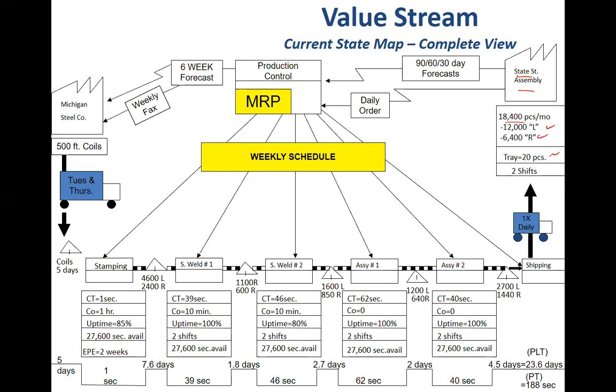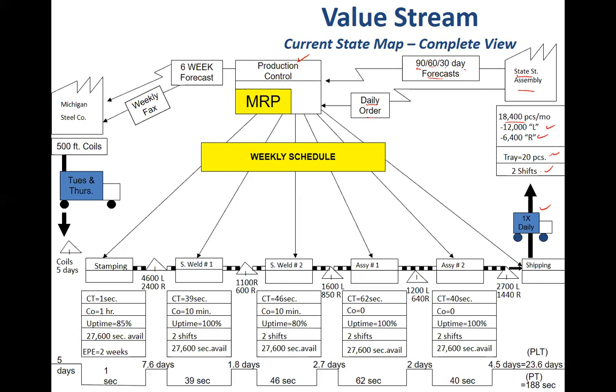The customer operates in two shifts, and these shipments from our company go every day, daily shipments. The customer provides us 90-day, 60-day, and 30-day forecasts electronically, and then also provides daily orders. These daily orders, as well as the forecast information, come to the production control department of the company that we are focusing on.